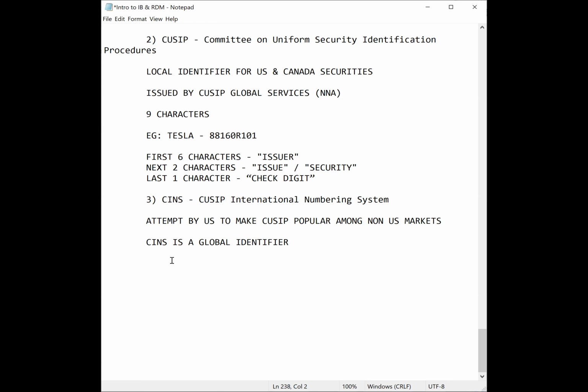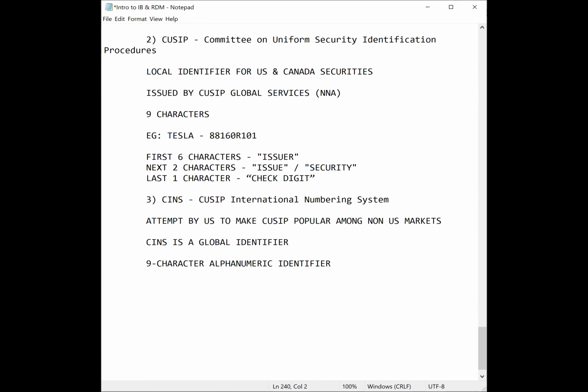Now it depends upon other countries how they want to take it up, whether they want to take it up or not. That's a different case. But yes, US would attempt to make CUSIP, CINS popular. So guys, it is also a 9-character alphanumeric identifier.